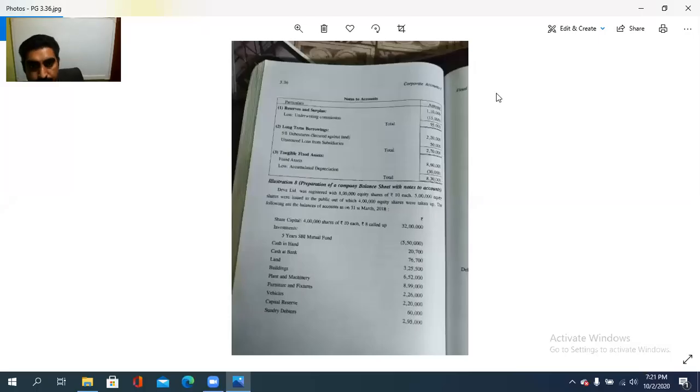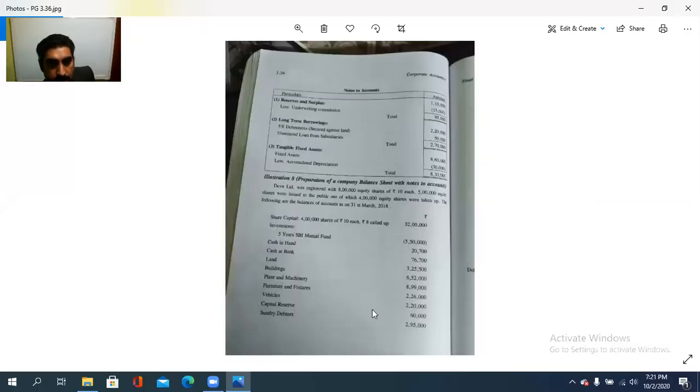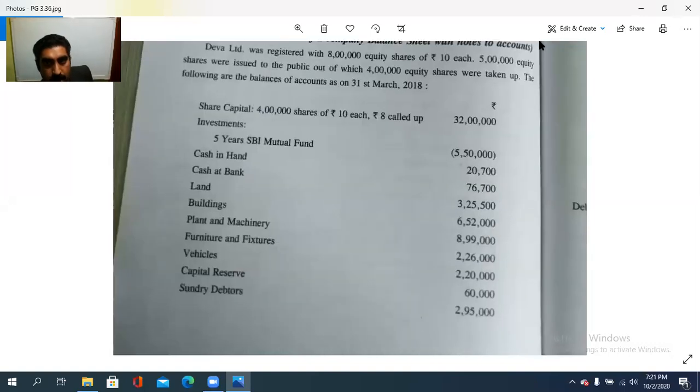So, this problem, prepare. Okay, Deva Limited was registered with 8 lakh equity shares of rupees 10 each. 5 lakh equity shares were issued to the public, out of which 4 lakh equity shares were taken up. So, total registered capital is 8 lakh, isn't it? Then, 5 lakh equity shares were issued to the public, out of which 4 lakh equity shares were taken up. The following are the balances of the accounts as on 31st March 2018.